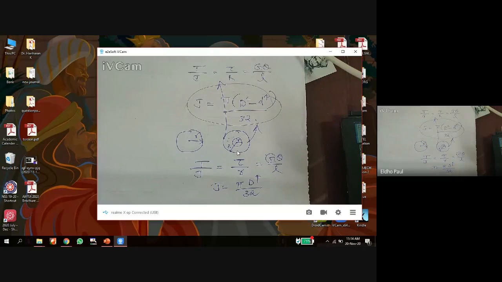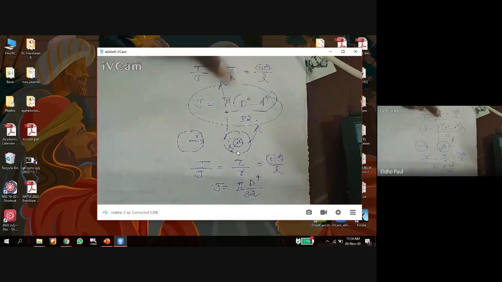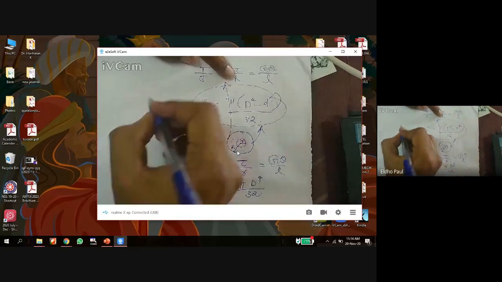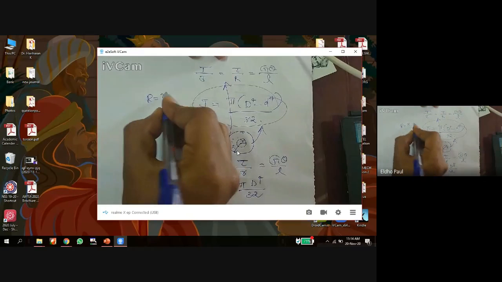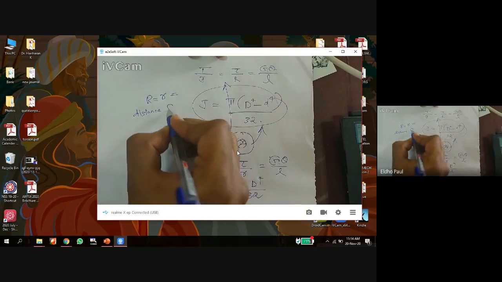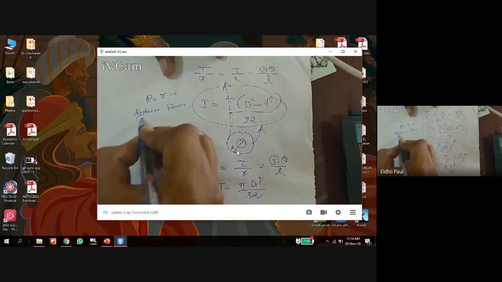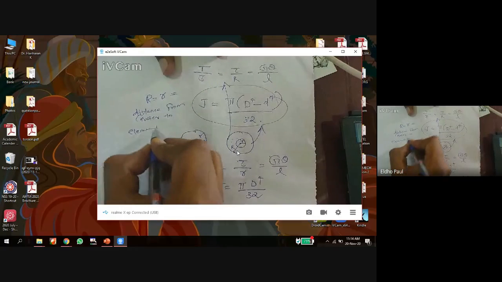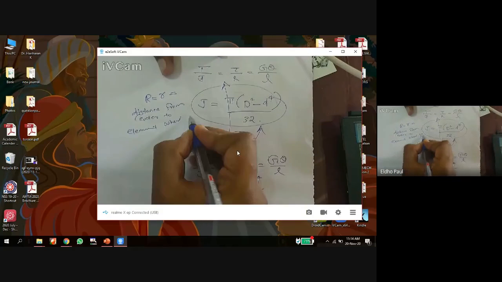Yes, yes. Although I have used both small r and capital R here, this r and capital R is the distance from the center to the element where tau is being calculated.